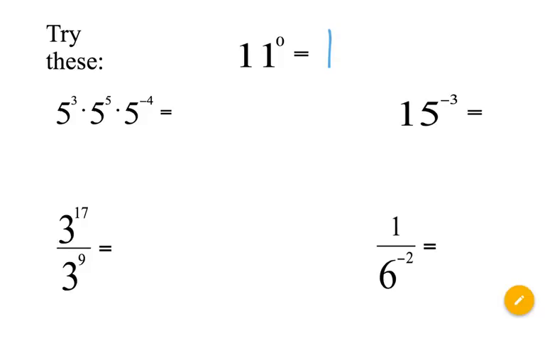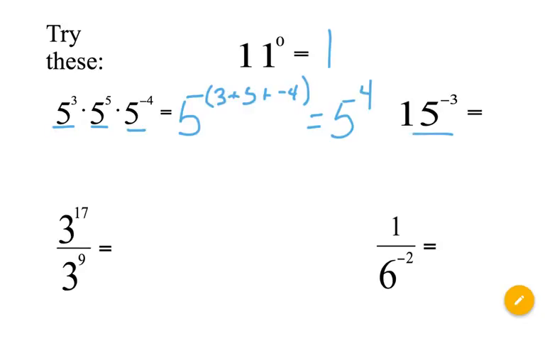5 to the 3rd power times 5 to the 5th power times 5 to the negative 4th power. The bases are all the same, so I can use my product of powers property, which means that 5, and then I'm going to take my exponents and add them together. Okay, 3 plus 5 is 8, plus negative 4 is positive 4, so it's 5 to the 4th power.